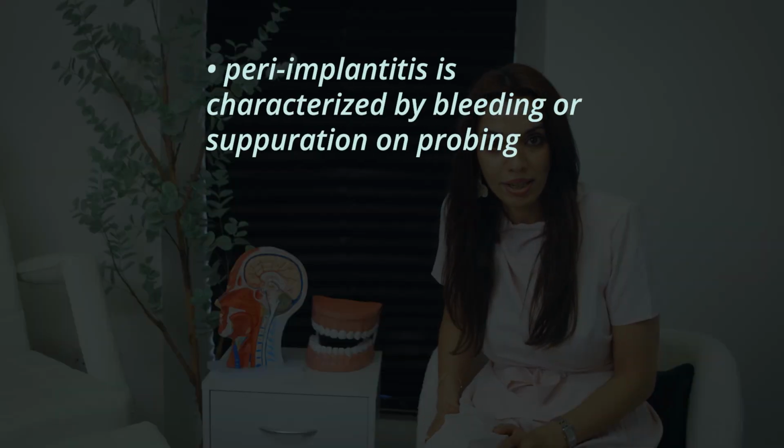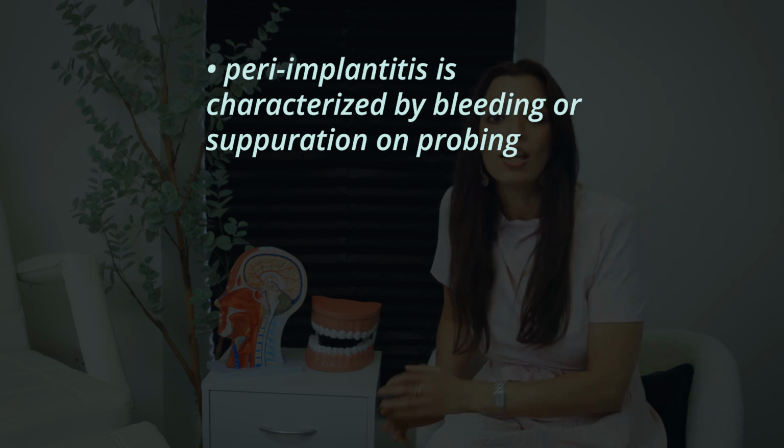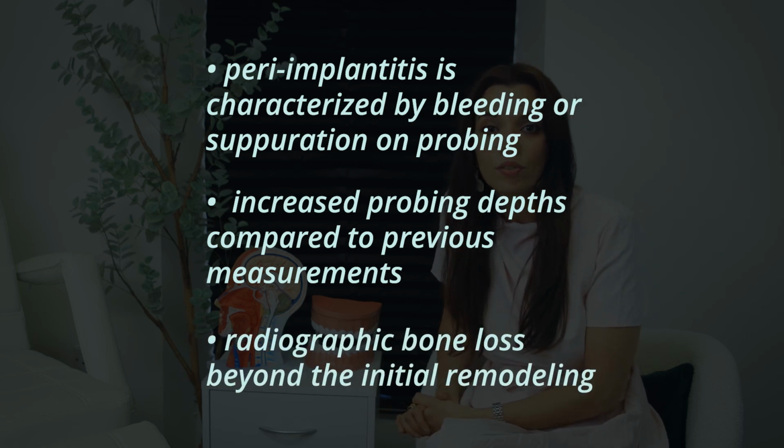The 2017 World Workshop Consensus Report provides a clear definition and diagnostic criteria of peri-implant disease. So what are these diagnostic criteria? Peri-implantitis is characterized by bleeding or suppuration on probing, or both, increased probing depth compared to previous measurements, and radiographic bone loss beyond the initial bone remodeling. That is why it's so important to always follow up on your patients and take radiographs and clinical measurements every 6 months to 1 year, so you can always go back to your previous investigations.